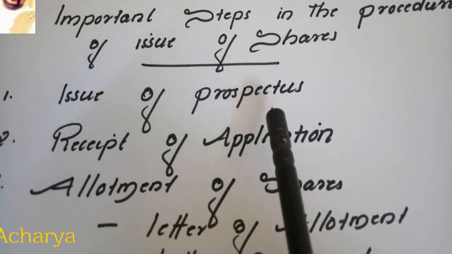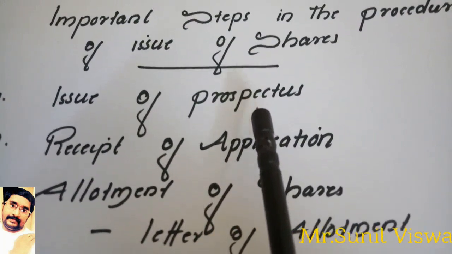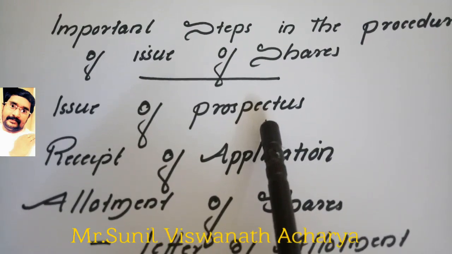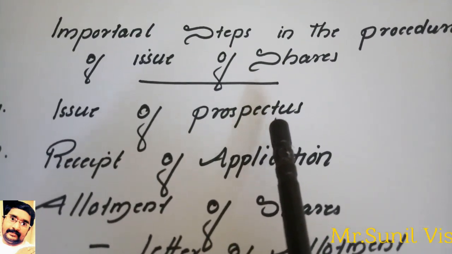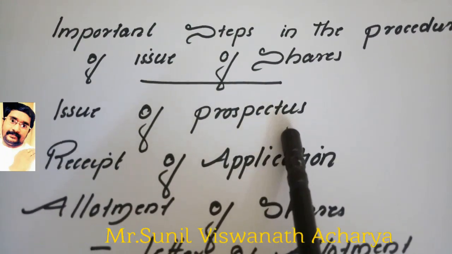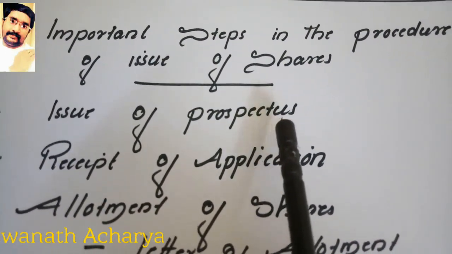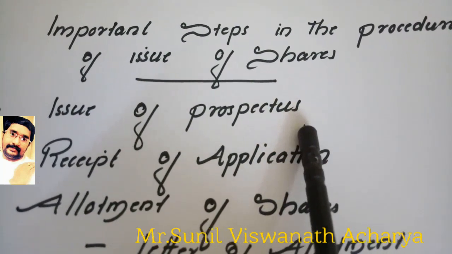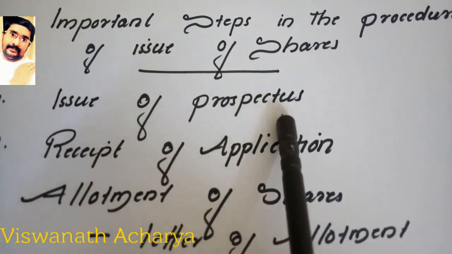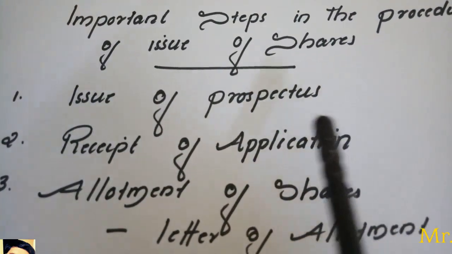Whenever a company is going to issue shares, the company will give an invitation to the public. That invitation may be in the form of periodicals, notice, or circular, or it is an advertisement given by the company to the public for subscribing shares. That document the company will issue to the public for subscribing shares. That is the first step. The company will issue a prospectus to the public.